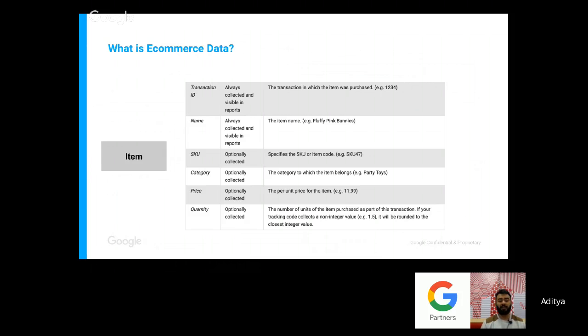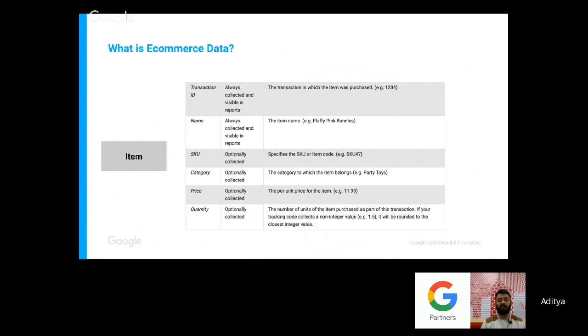Now, after product SKU, you can also choose to capture product category. For example, there could be multiple categories of products on your website. You can capture category toys, product name robot, transaction ID 1234, SKU could be 4732. So this is an example of the item level data that you can capture.